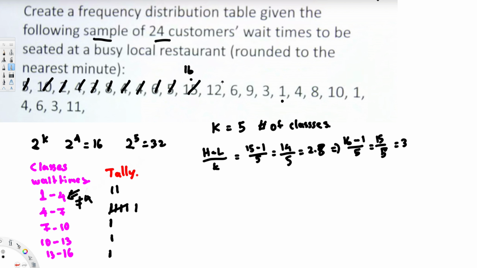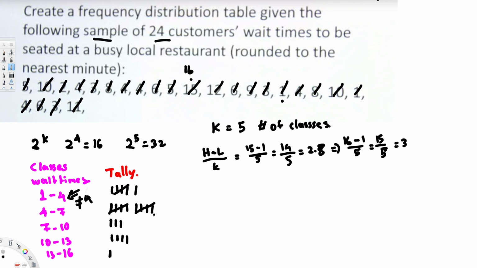be here, 12 is going to be here, 6 is going to be here, 9 is going to be here, 3 is going to be here, 1 is going to be here, 4 is going to be here, 8 is going to be here, 10 is going to be here, 1 is going to be here, and 4 again is going to be here, 6 is going to be here, 3 is going to be here, 11 is going to be here.